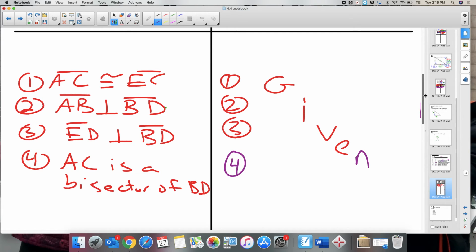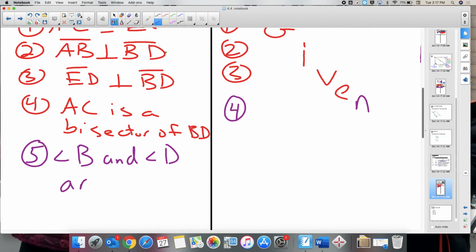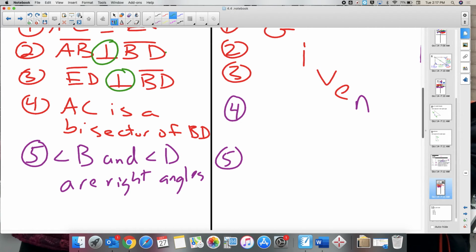Now they tell us AB is perpendicular to BD. What does that mean? Well, that means then that angle B is going to be a right angle. Likewise, ED is perpendicular to BD. That means angle D is going to be a right angle. So angle B and angle D are right angles. Well, how do we know that? We knew that because they told us that these lines were perpendicular. So we can say definition of perpendicular lines.